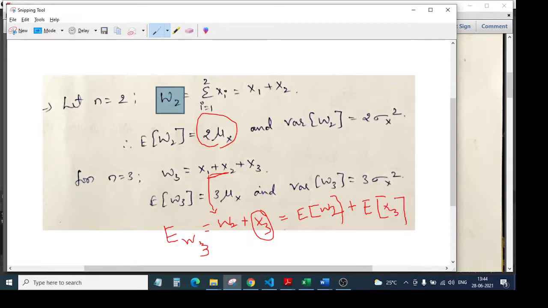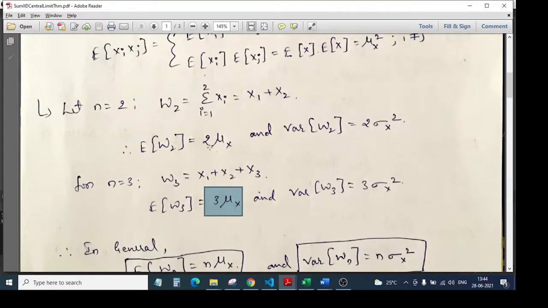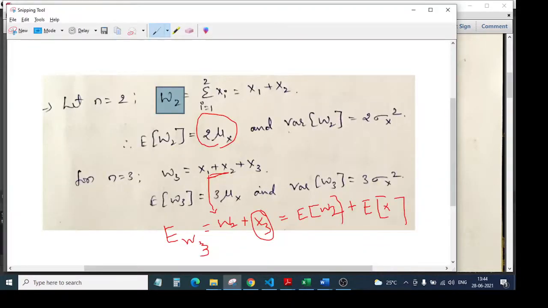Expectation of X3 is nothing but it could be replaced by just x. We already know that when all are equal, up till i, we just say it as E of x. Expectation of W2, you know already what it is. You can see here, it is 2 mu x. So we will write here, this is equal to 2 mu x plus E of x, which is mu x. Thereby, what we will get? This is equal to 3 mu x.